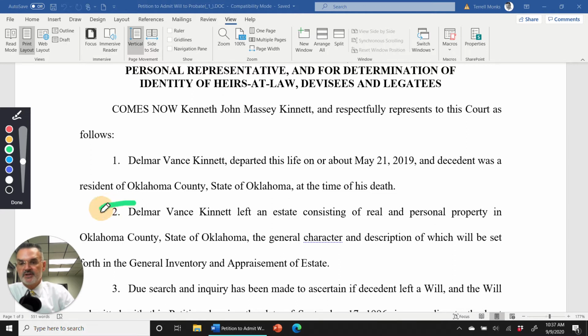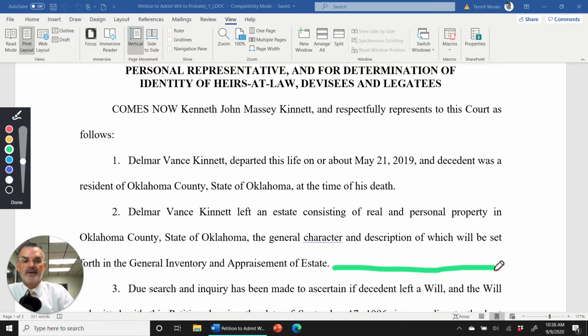So our next paragraph identifies that the decedent left real and personal property. For those of you who are not attorneys, real estate is lands and houses. Personal property is pretty much everything else except real estate: bank accounts, your car, your toothbrush, and so forth. This is just a rough draft petition.